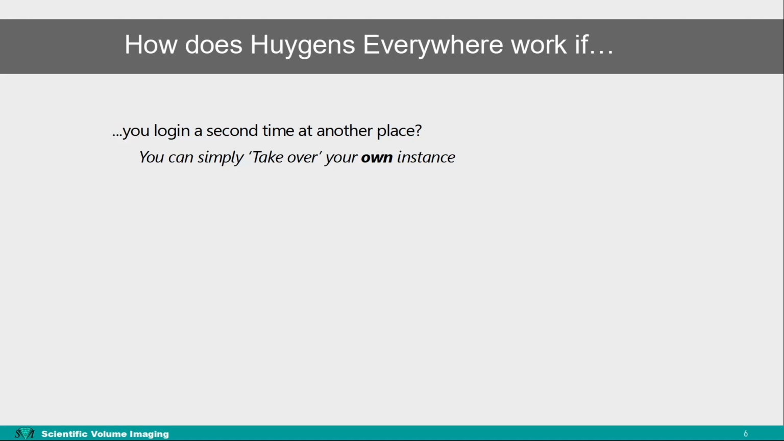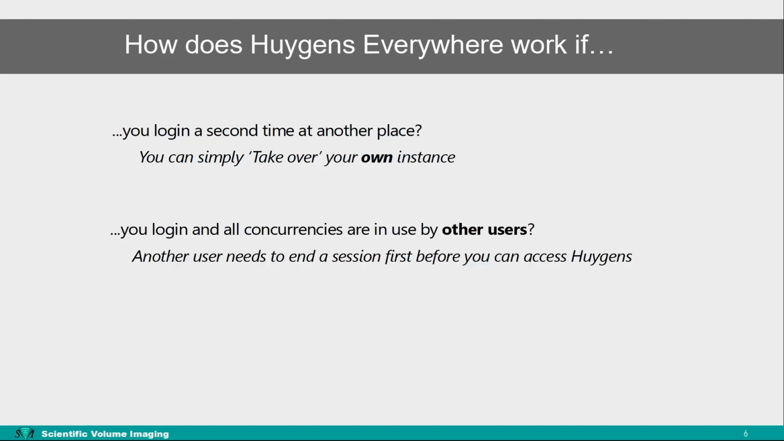So how does Huygens Everywhere work if, for instance, you log in a second time at another place? In this case, you can simply take over your own instance. Or what if you log in and all concurrencies are in use by other users? In that case, another user needs to exit the session first before you can access Huygens. And good to know is that only the admin user can end an active user session if needed.